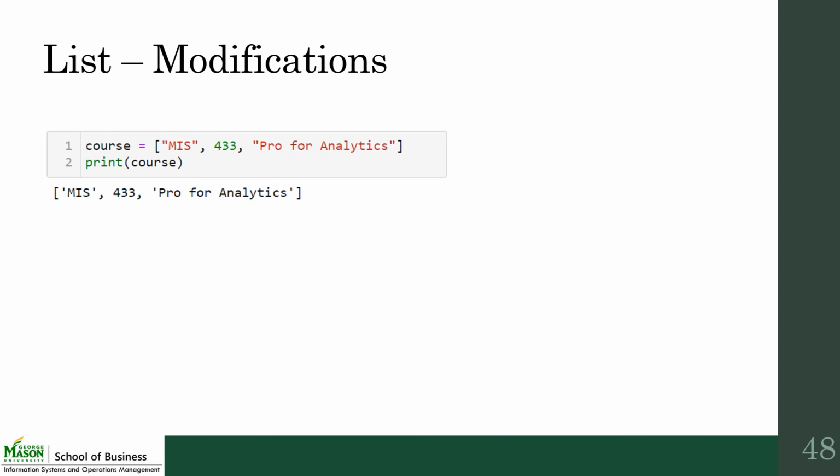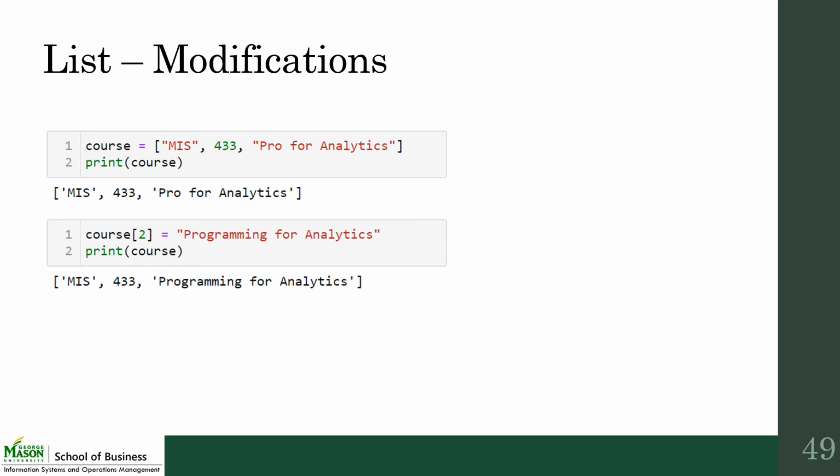Indexing also allows us to modify elements within a list. Here, the course list has 3 elements. The last element is missing some letters in the title of the course. To make the necessary changes, we need to select the element or the element's index position and assign it the correct string value.